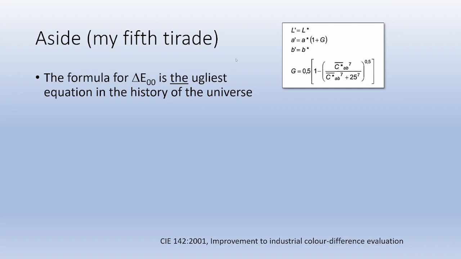Here's the first part of it. We start off with that L star, A star, B star stuff that's already just a little bit ugly, and then we change it a little bit. This part of it here with the raising the chroma to the 7th power and dividing it by, okay, no self-respecting mathematician would ever just raise something to the 7th power. That's like, gosh darn silly.